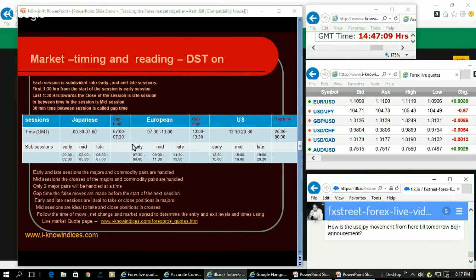Early session, they gain; mid-session, they swing; and late session, they gain again. Then afterwards, during the gap time, they try to make a dip if they want to make a rise. Or if they want to make a slide, then they gain the level during the gap time and set high during the early part of the US session, start making the slide after a data release or whatever it is by 14 GMT.